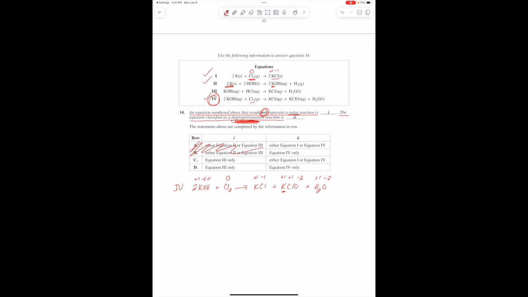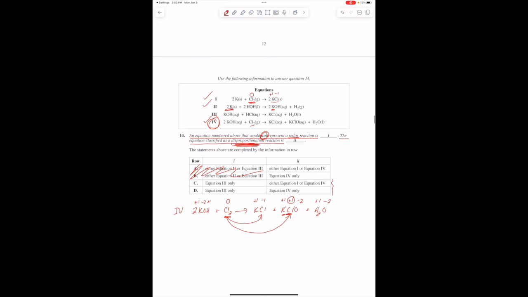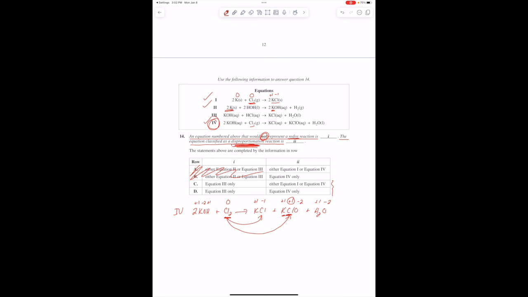So let's see. Chlorine is going from a 0 to a negative 1. The number's going down. Chlorine is also going from a 0 to a positive 1, so it's going up. Chlorine is going both down and up. Therefore, it has to be equation 4 only, I think. I'm going to have to go back and do these other ones to figure out between these two. Oh yeah, it can't be these because K is going from 0 to plus 1, and there's no more over here, so that's it. So it can't be that one, and it can't be this one. So if it can't be this one, then this is out.